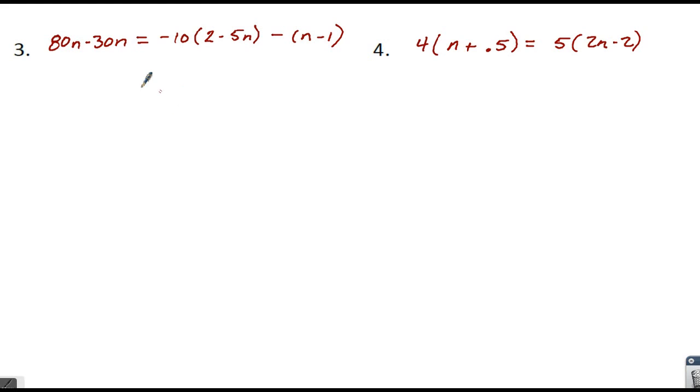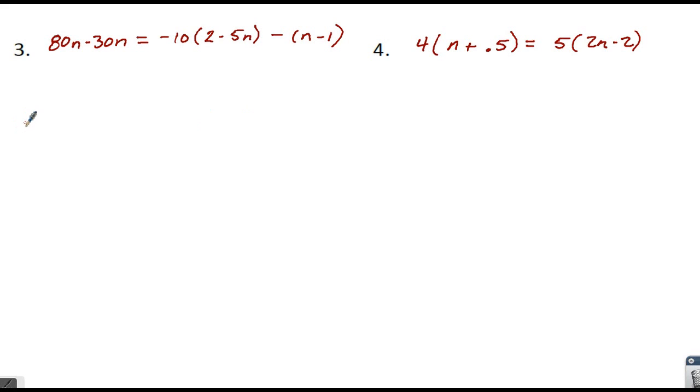Alright, so here's examples 3 and 4. We have 80n minus 30n equals negative 10 times (2 minus 5n) minus (n minus 1), and that's in parentheses. Wow, that's a very big equation. But we're going to do this step by step.